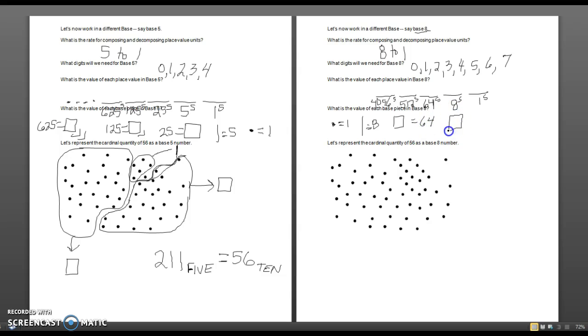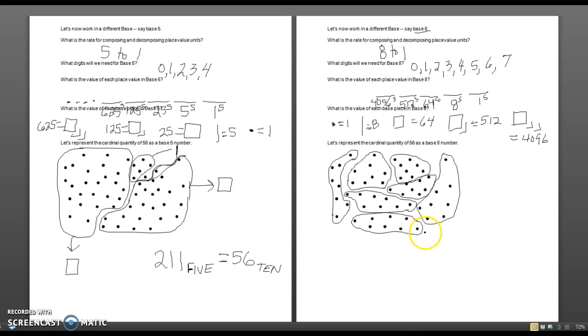My shadows, my blocks, are made up of 8 flats, so they are 512. If I went to 2 shadows, which we said before isn't really a base piece, but it works for us, those would be 4,096. And I could keep going from there. Okay. So we're going to write the cardinal quantity of 56 as a base 8 number. I'm going to pause and do the circles around these objects. I'll be right back.